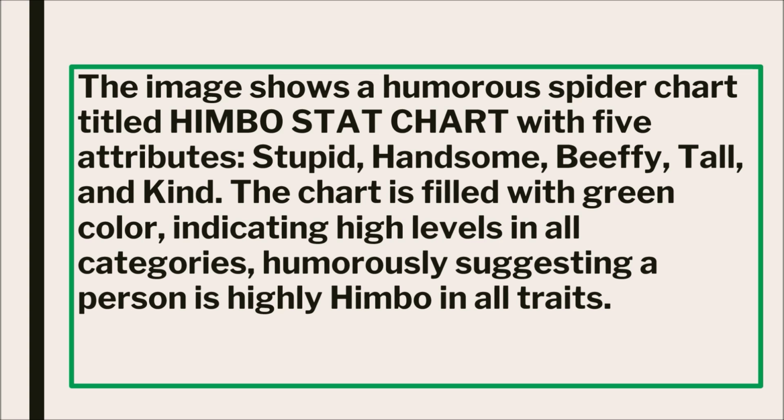The image shows a humorous spider chart titled Himbo Stat Chart with 5 attributes: stupid, handsome, beefy, tall, and kind. The chart is filled with green color, indicating high levels in all categories, humorously suggesting a person is highly himbo in all traits.